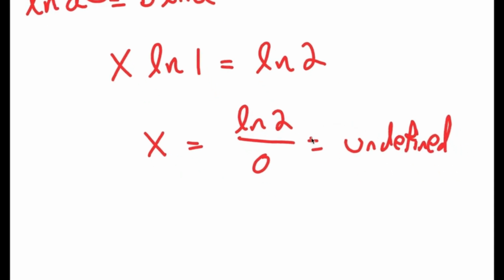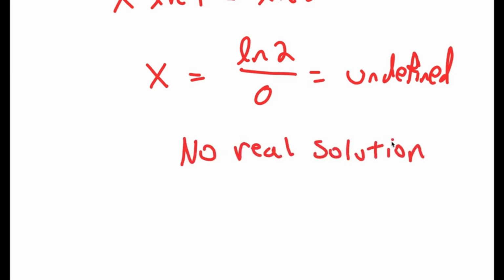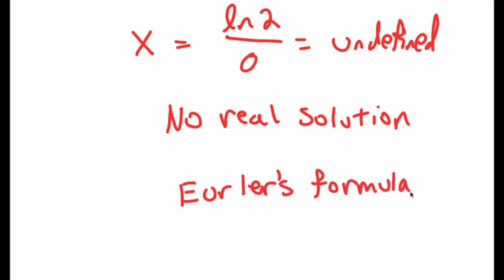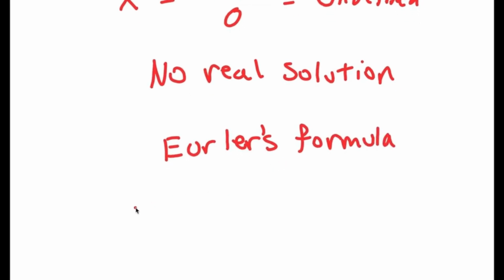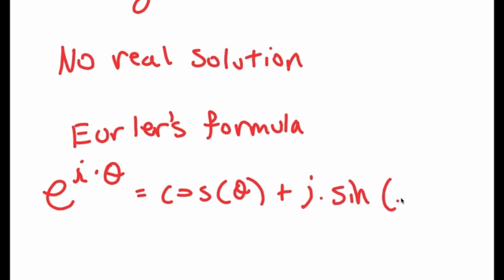So we know that this equation has no real solution, but it could still have imaginary solutions. So to actually solve this, I'm going to use something known as Euler's formula. And basically what this formula is: if I have something in the form e to the power of i times theta, this is equal to cosine of theta plus i times sine of theta.